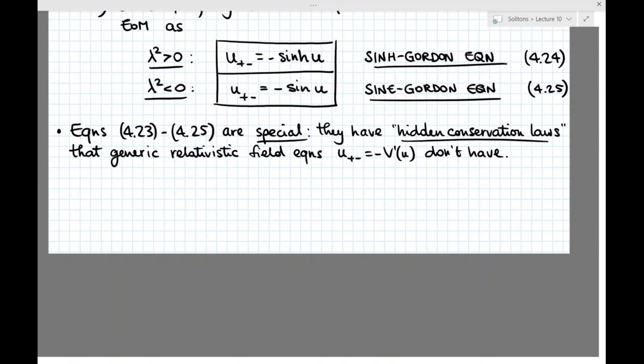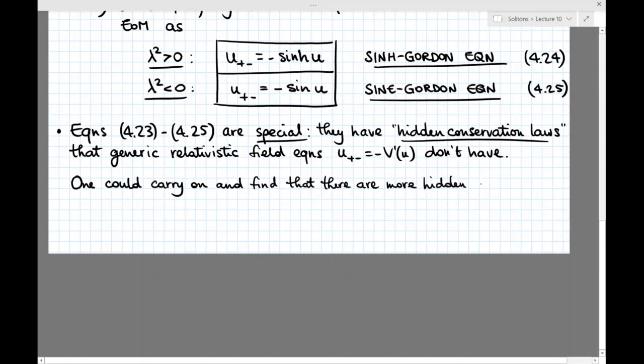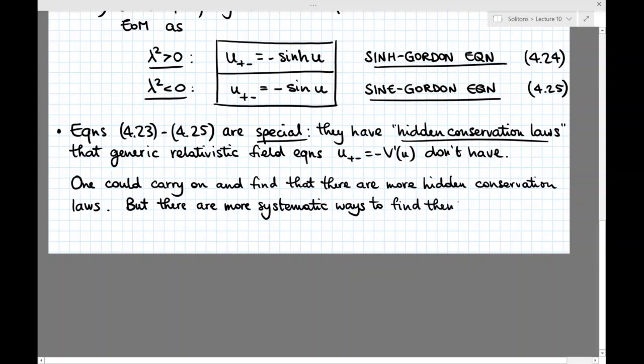I should make a remark here that one could, in fact, carry on and find that there are more and more hidden conservation laws for the Liouville equation, the sinh-Gordon equation, and the sine-Gordon equation. But it turns out that there are more systematic ways to calculate and to find these extra conserved quantities. And you will study this in the second term.